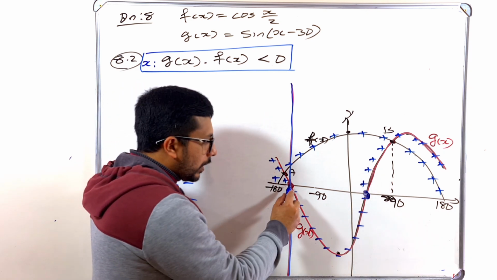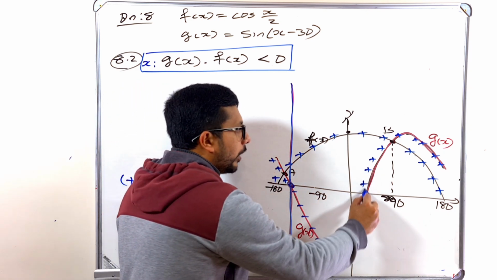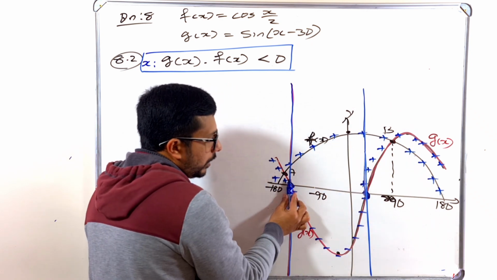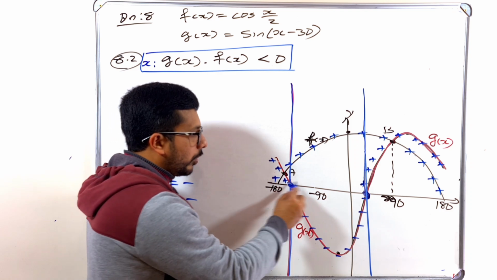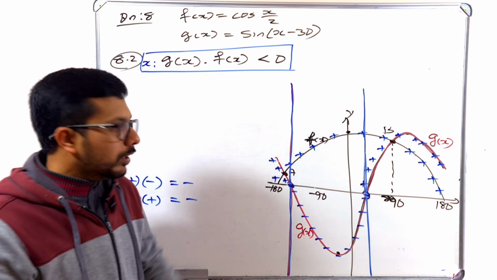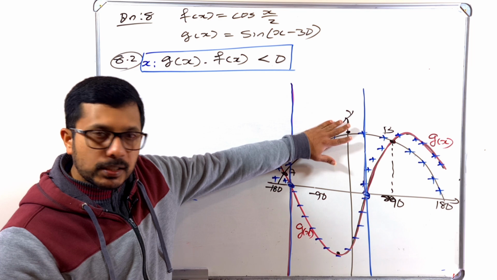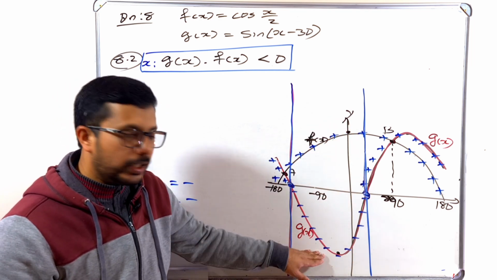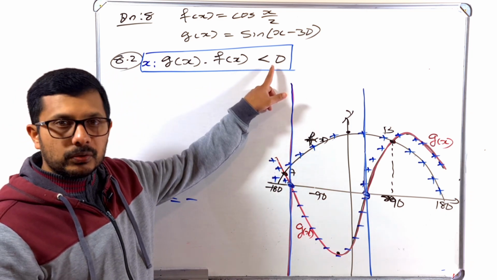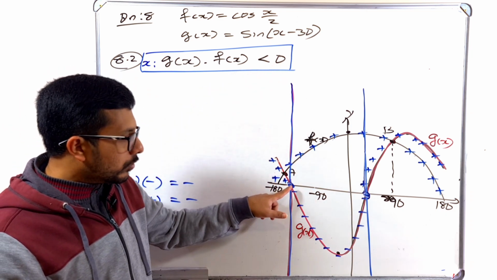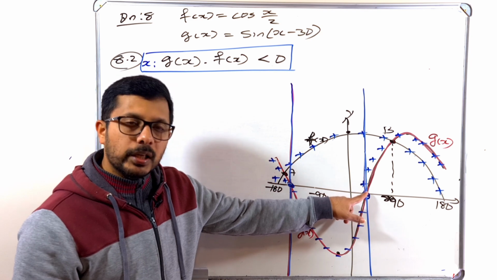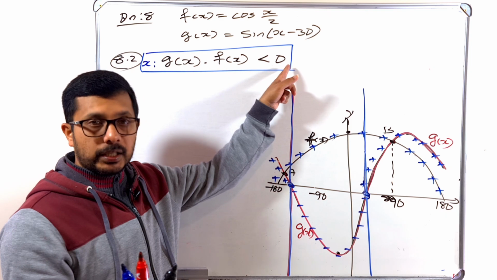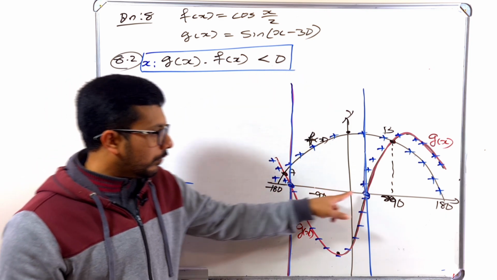So it means that between these 2 points, from this point to this point, one graph is positive, above the x-axis, and the other graph is below the x-axis, negative. So if you multiply positive and negative, the answer is negative. At this point we have to know these points, then we can write that between those 2 points the answer is negative. So what is this point and what is this point?